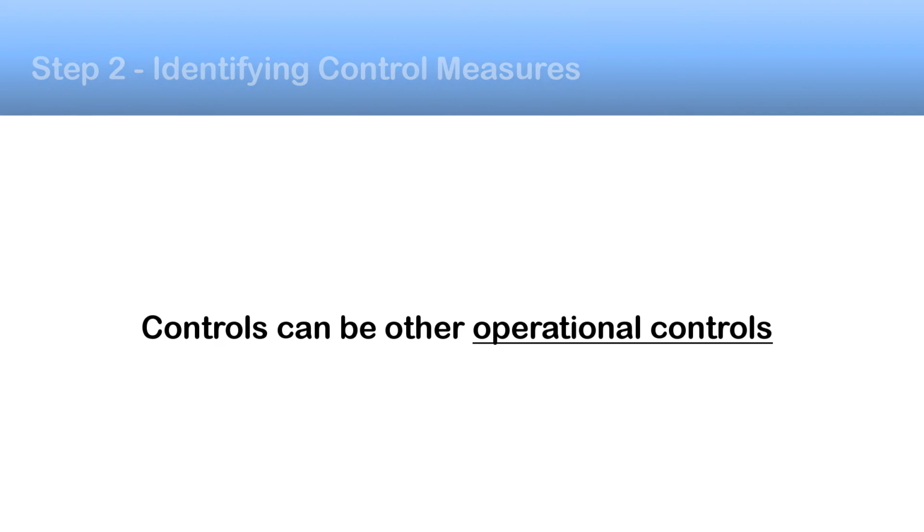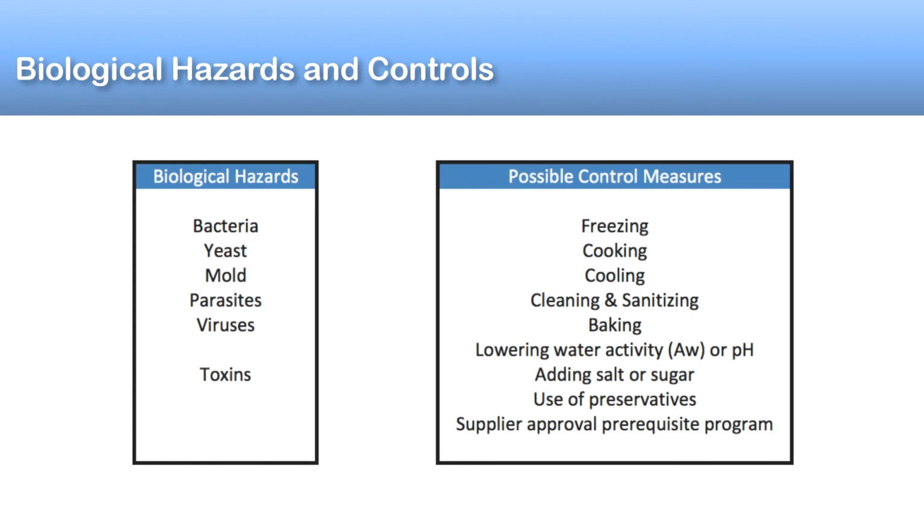For example, to control biological hazards like bacteria, yeast, mold, viruses, parasites, and toxins, the possible control measures might include freezing, cooking, cooling, cleaning and sanitizing, baking, lowering the water activity or pH, adding high concentrations of sugar or salt, using preservatives.